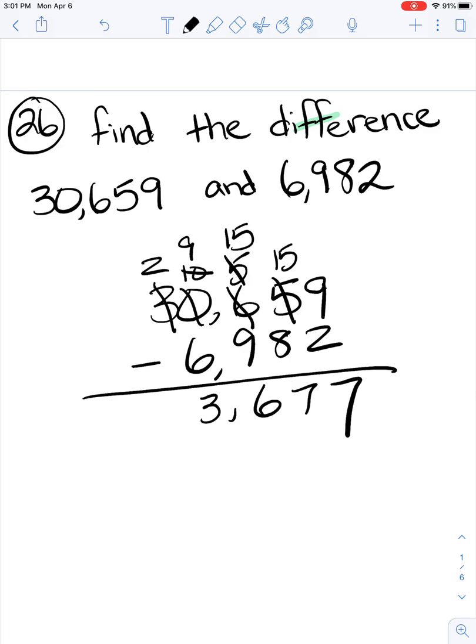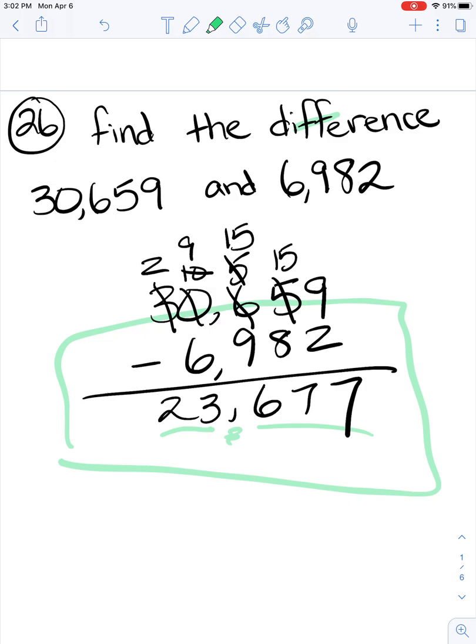9 minus 6 is 3. And 2 minus nothing is 2. So my answer, read it with me, is 23,677. If you wanted to check your work, don't forget, you're going to take your difference and one of the numbers, and you're going to add them together and see if you get the number we started with. So if I do that, let's change the color, do red.